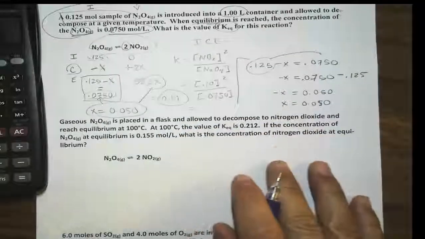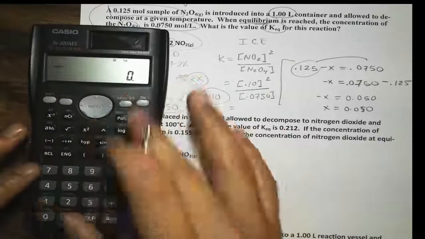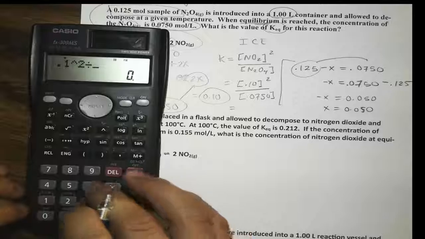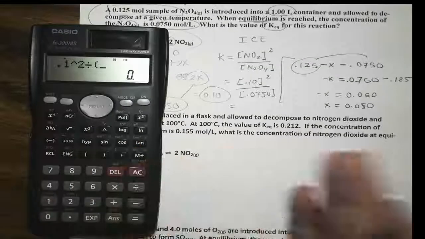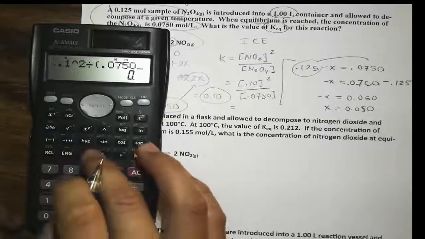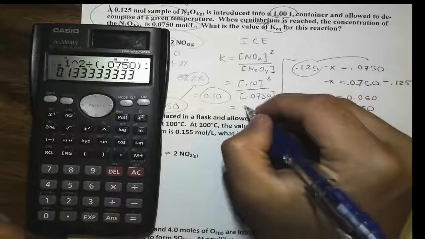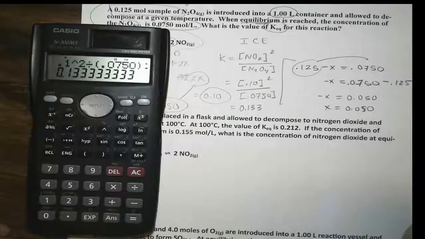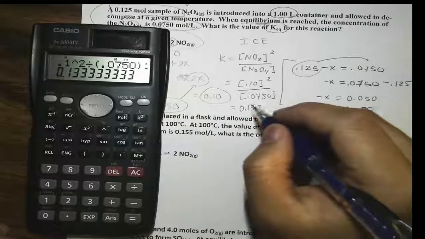And all we have to do is just plug into the calculator. 0.1 squared divided by the bottom part, which I like to group with parentheses, 0.0750. And our answer is 0.133. Isn't that easy? And that would be our K right there.